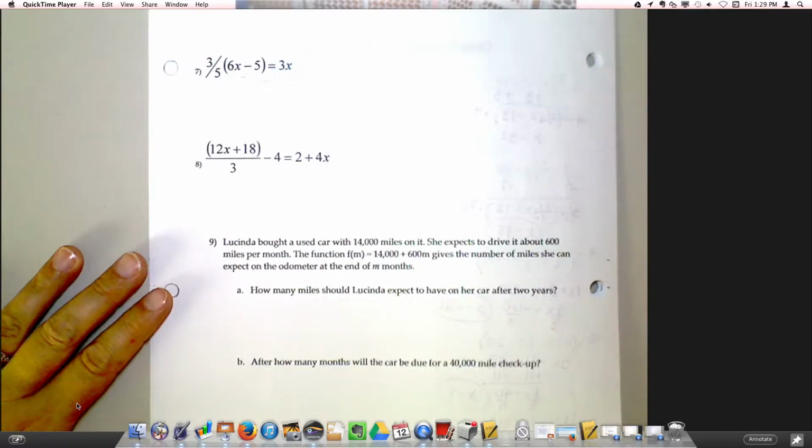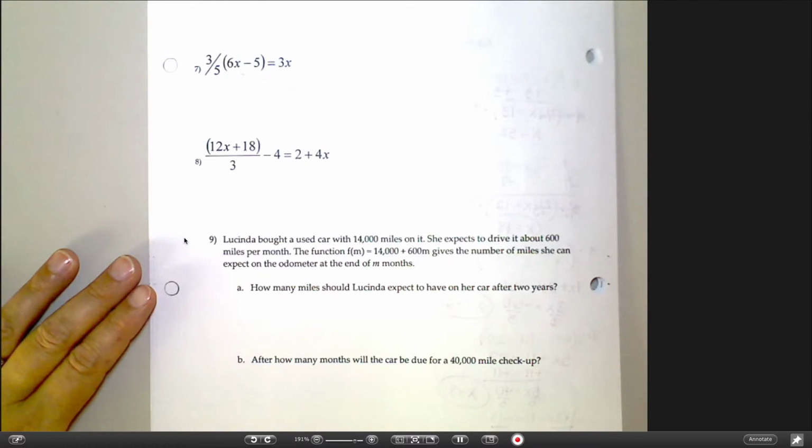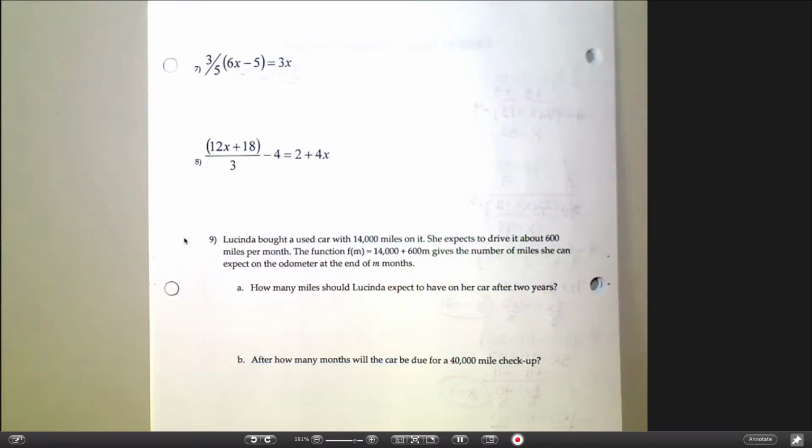Okay, so looking at number 7, this is another one of those cases where you've got a number out front, and if you wanted to distribute 3/5, by all means you could. But 3/5 is kind of ugly. It's a fraction, and so it's a mess. And if you take a mess and you spread it around, you just have more of a mess. So I would rather get rid of that 3/5 right off the bat.